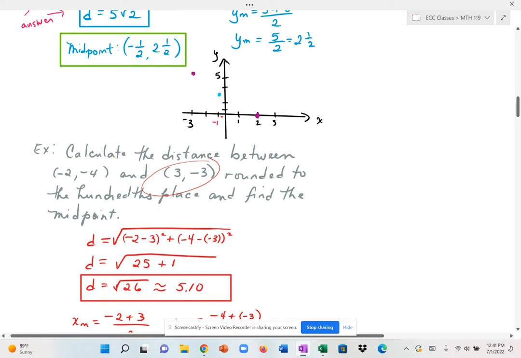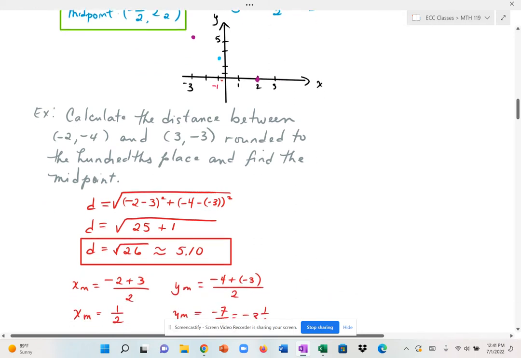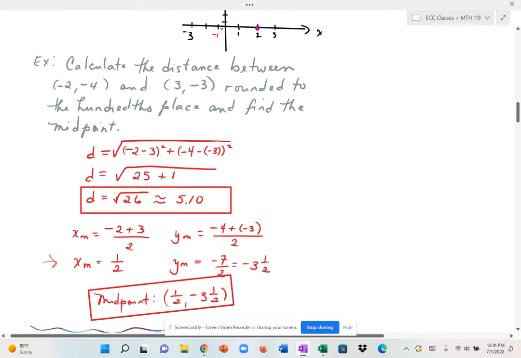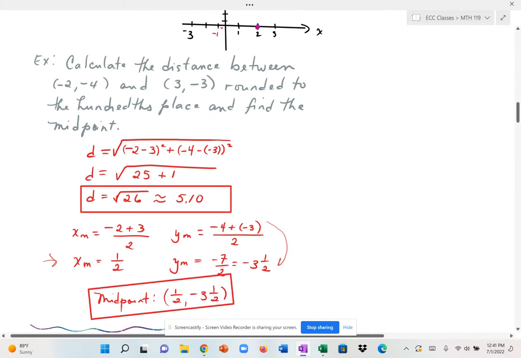But now I have to compute the midpoint. So I'm going to add the 2 x coordinates and divide by 2. So the first coordinate is a half. Add the 2 y coordinates and divide by 2, and so the second one is -3.5. So these are the coordinates of the point that is in the middle of the 2 original points.